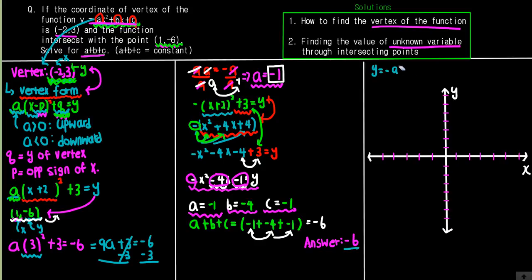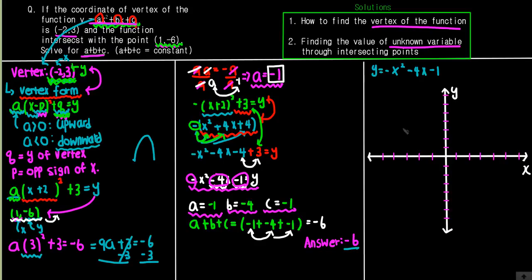But we convert this into our vertex form, which was negative x squared minus 4x minus 1. At first, we know that our a value, which defines the type of our function, is negative, which means the graph will go downward. If it goes downward, it will keep going down, which means only the maximum point will exist. Our maximum point is the vertex of our function, which is negative 2 comma 3.